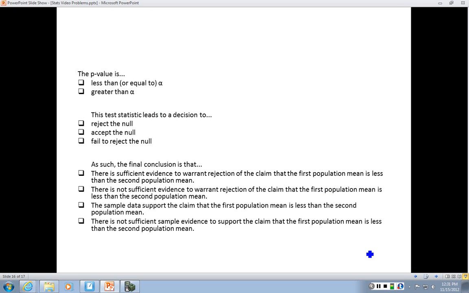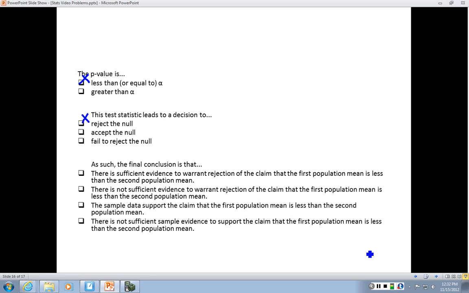So our p-value at 0.0017 was less than alpha. When the p-value is less than alpha, that tells you that the probability of getting the data that you got, if the null hypothesis were true, is smaller than the significance level that you have given it. In other words, it's less likely than you are comfortable with. And that leads you to a decision to reject the null.